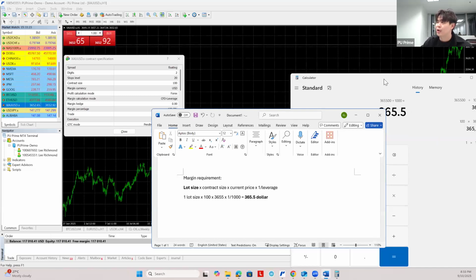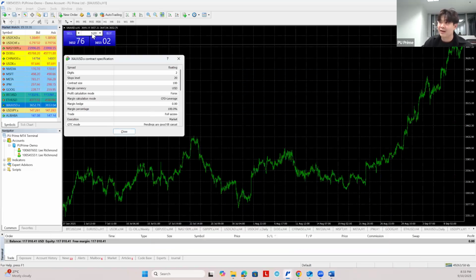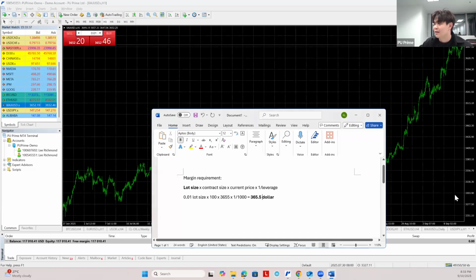So when you can't open the trade, don't have to worry about it. Maybe it's because you deposit less, or you can actually make a smaller trade. So let's say if you only trade with 0.01 lot, you just click 0.01 lot. Then you just need maybe $3.655. So now you understand how much deposit you need to make in order for you to do the trade.